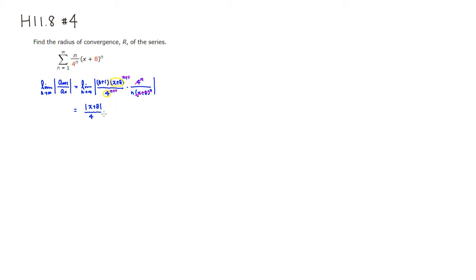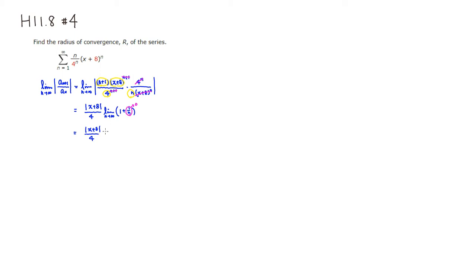Then we have a limit as n approaches infinity, and what's left is n plus 1 divided by n. So I'm going to do n divided by n, which is 1, and 1 divided by n is 1 over n. And as you can see, 1 over n approaches 0. It goes away. So you're going to get the absolute value of x plus 8 over 4 times 1. So this is it.